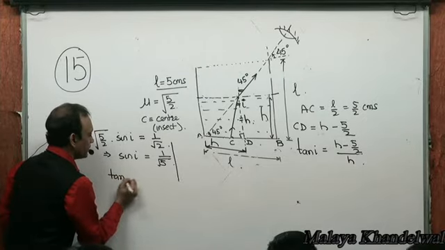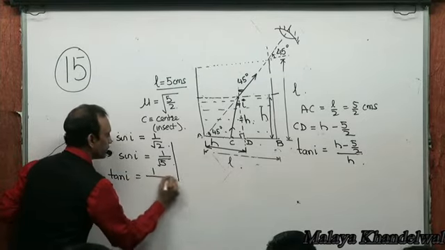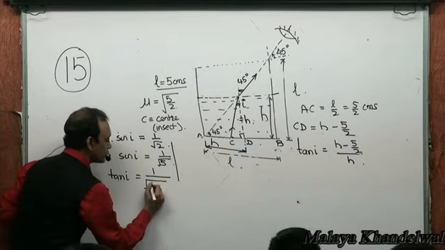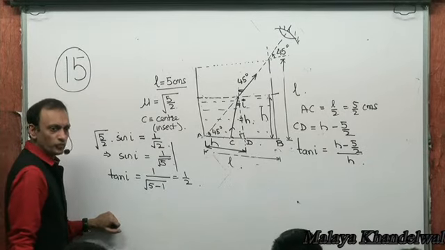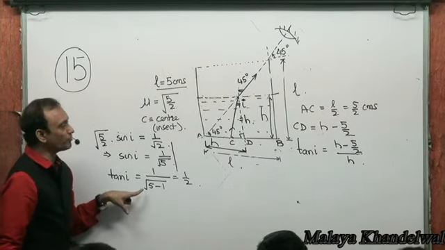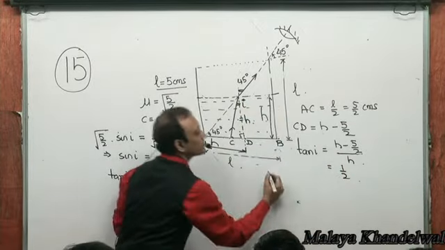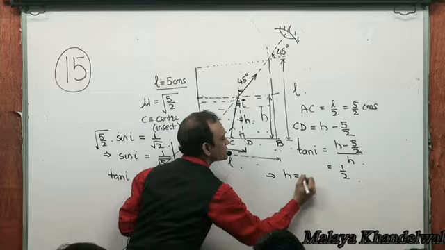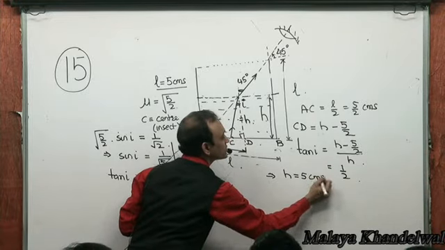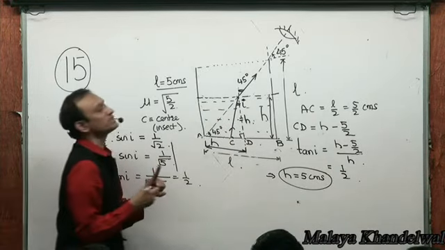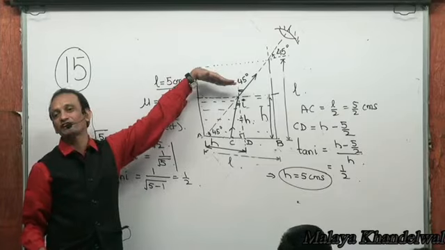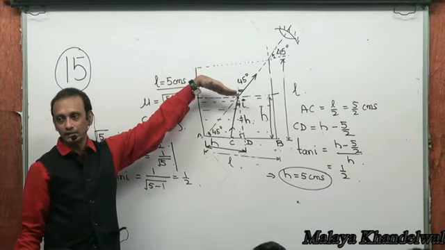Hey, but if I know sin I, I know tan I. Tan I then would be 1 divided by root 5 minus 1, that is half. I hope you realize that. Tan I would be half if sin I is 1 by root 5. So cross multiply, h therefore turns out to be 5 centimeters. That means you must fill it up completely.